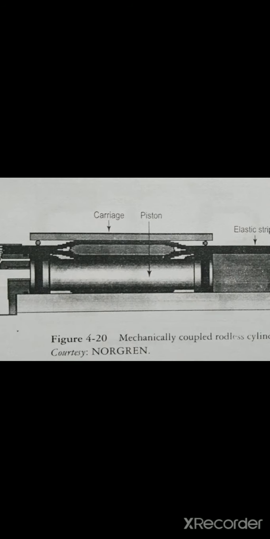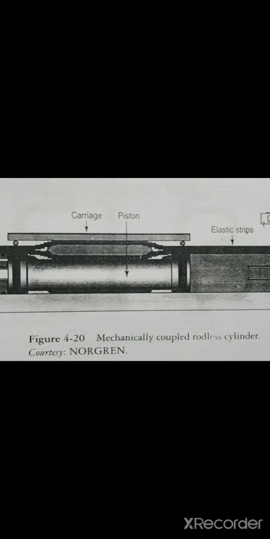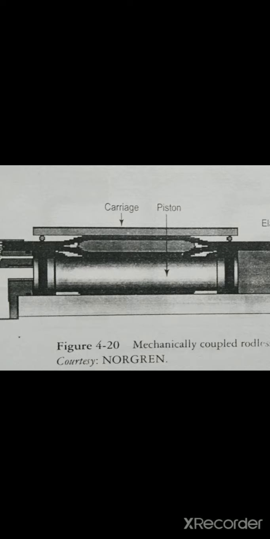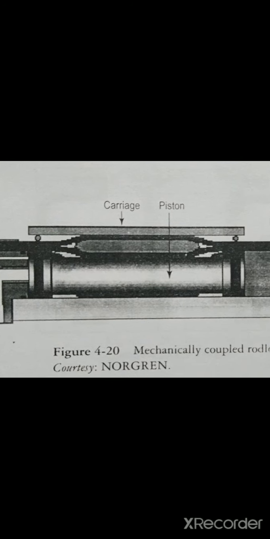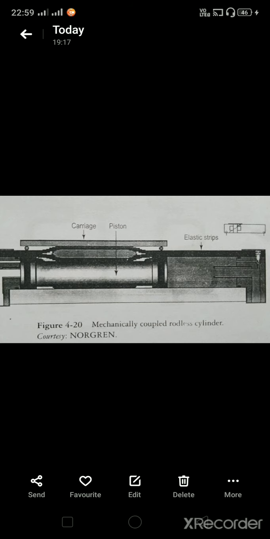This shows the mechanical coupled rodless cylinder. Now we'll discuss a rodless cylinder here. A rodless cylinder consists of a cylinder barrel, a piston and a carriage. The carriage is provided for the purpose of external loading.